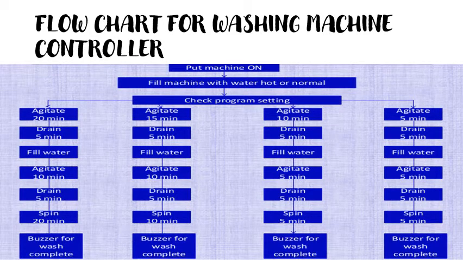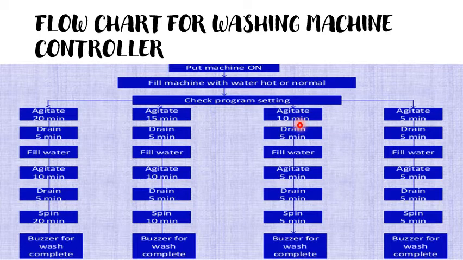The flow chart for the sequence of operation of the washing machine is shown here. The integer number in the parenthesis states the minutes of operation. For example, agitation 10 minutes means that agitation will continue for 10 minutes.